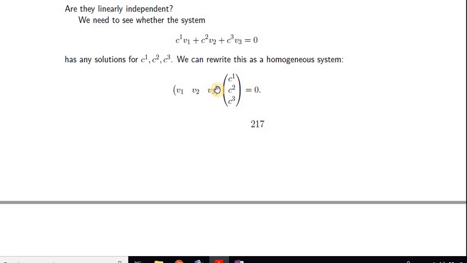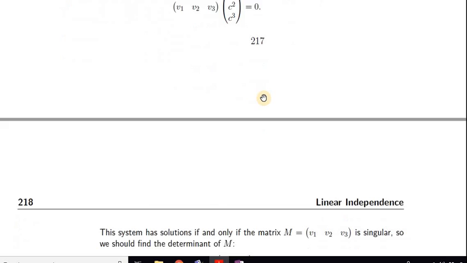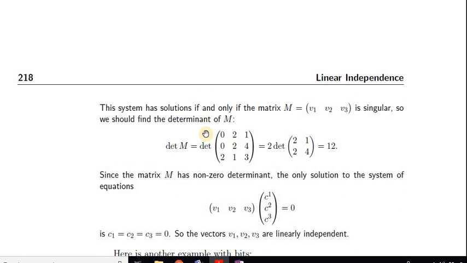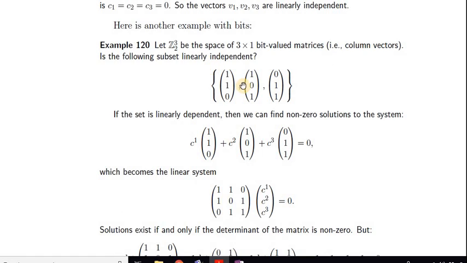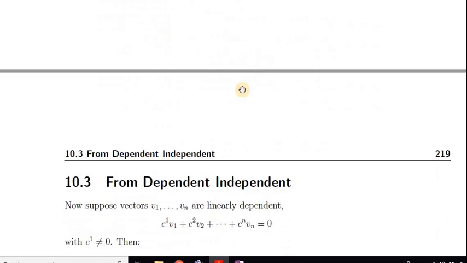So if v1, v2, v3 is non-singular, the only solution to this homogeneous equation is c1 equals 0, c2 equals 0, c3 equals 0. What does that mean? That means there is no linear combination of v1, v2, v3 that gives me 0. All right? So all I have to do is check the determinant. The determinant is non-zero. That means that this matrix v1, v2, v3 is non-singular, and the vectors v1, v2, v3 are linearly independent. You can do this other example with a similar argument.